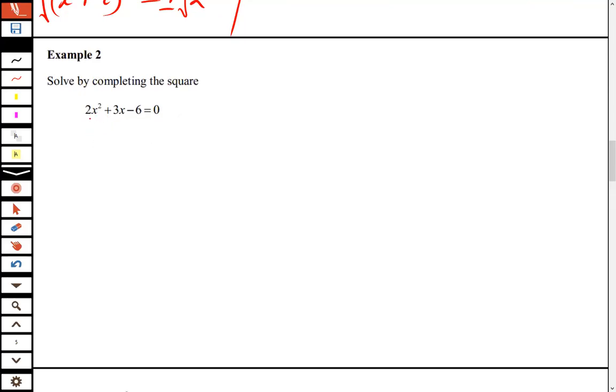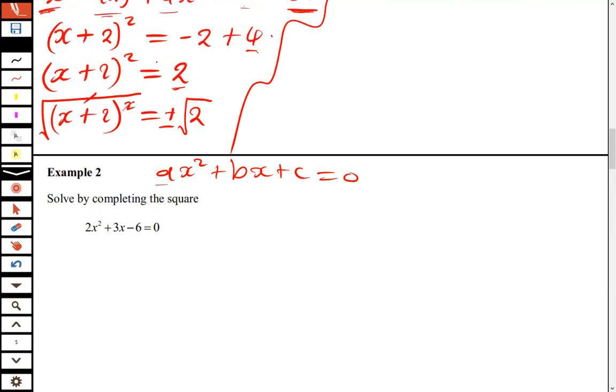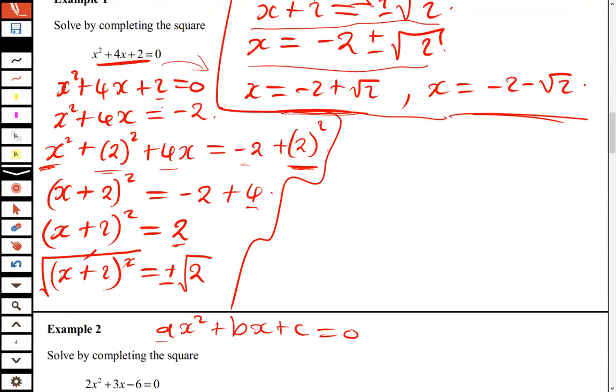Remember what I said: if x squared has a coefficient, the first thing that you do is divide everything by a. The value of a in this expression, ax squared, is from the general formula for the quadratic equation. So you divide everything by a. In the first example that we had, the value of a was just 1, because the coefficient of x squared was simply 1.